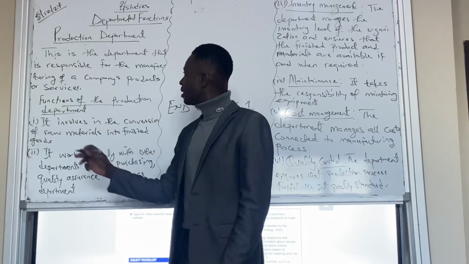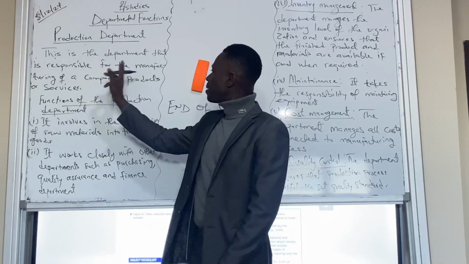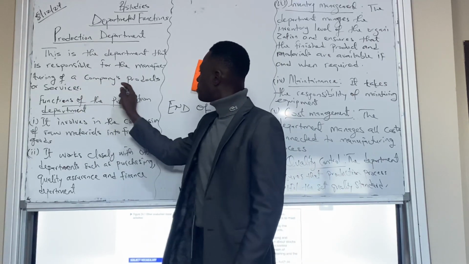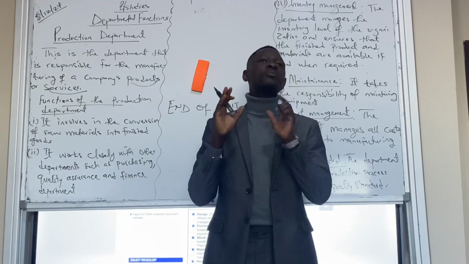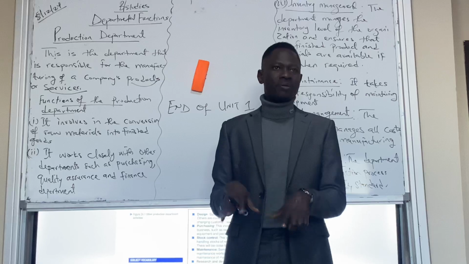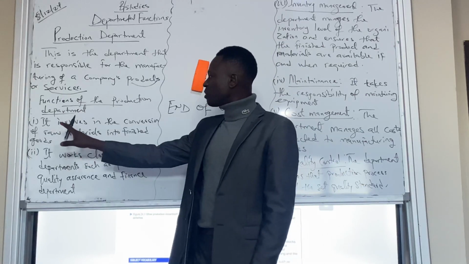So I'm going to read further. Production department. This is the department that is responsible for the manufacturing of the company's products or services. So what they do basically is to produce goods or services in that department. So what are the functions of the production department?